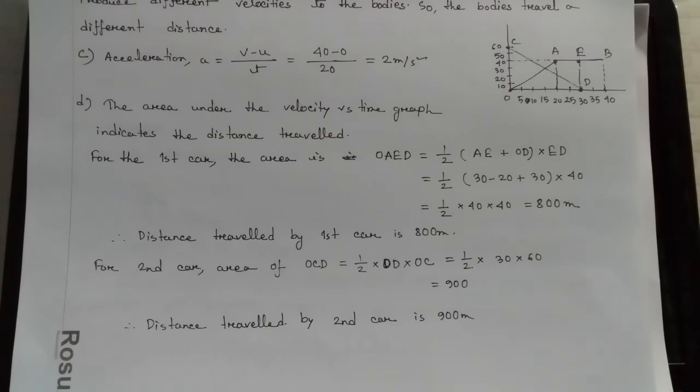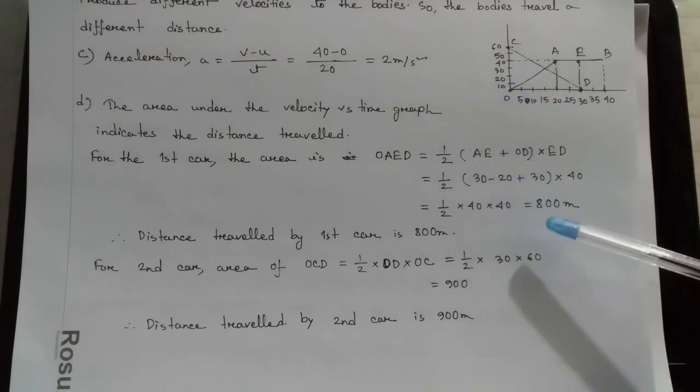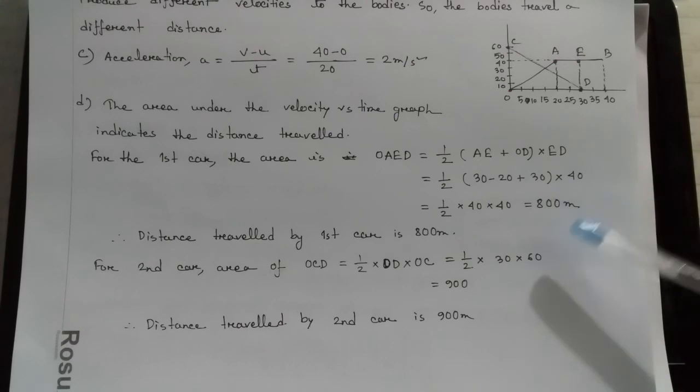That means if we consider OD and subtract OA from that, then we are getting the value of AE, plus OD into ED. And if we put the values here from the graph, the area will be 800 meters. The distance will be 800 meters. So the distance traveled by the first car is 800 meters.